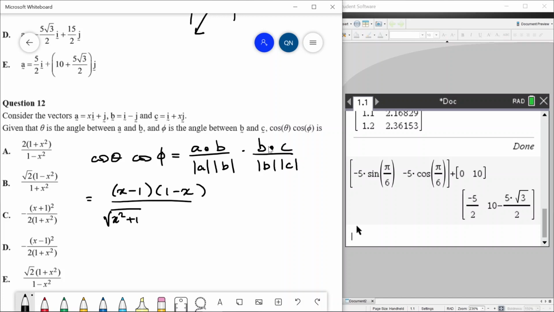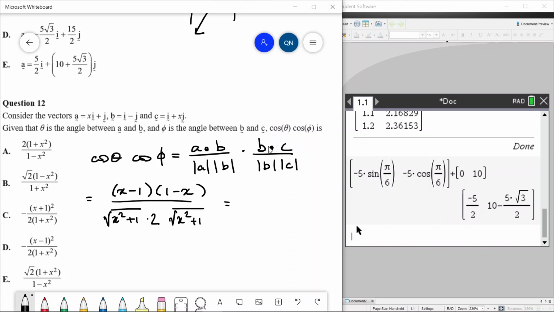The magnitude of B squared, well, it's going to be 1 squared plus negative 1 squared, which is 2. So we have a 2 down here. And then the magnitude of C, that's going to be the square root of x squared plus 1, once again.